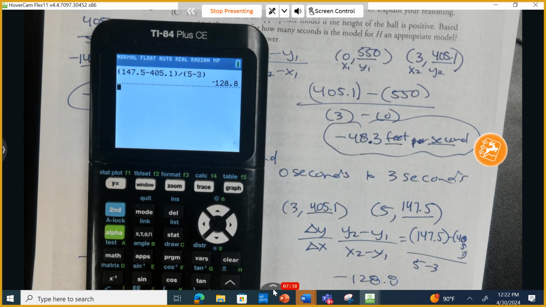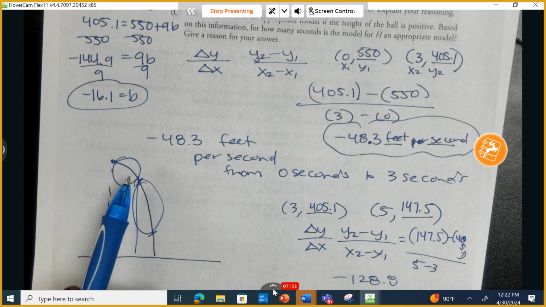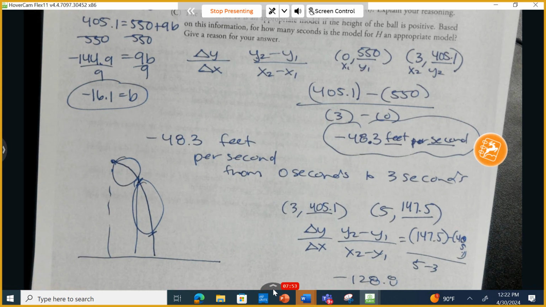So it is falling or decreasing at a faster rate. So between, not including 3, between 3 and 5 seconds, it is falling at a faster rate. That makes sense because quadratics are not linear, okay? So it's falling at a faster rate. We can kind of see that if we're just making a prediction. Let's go on to the very last one.